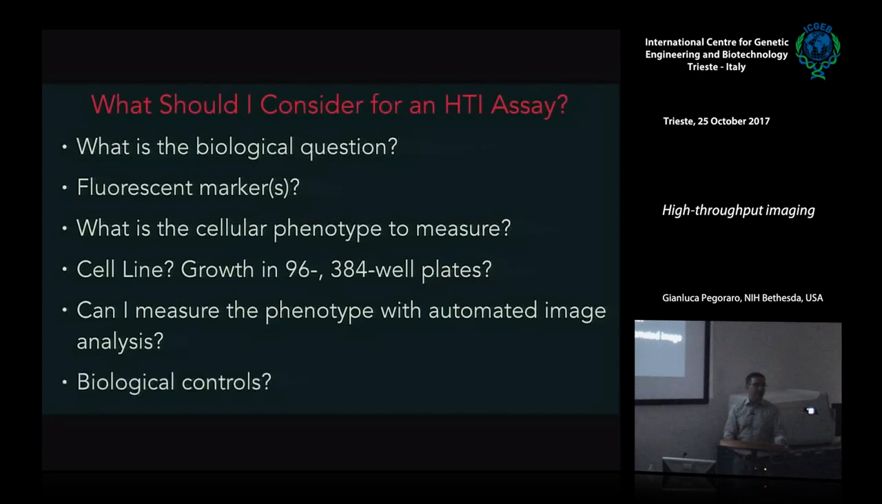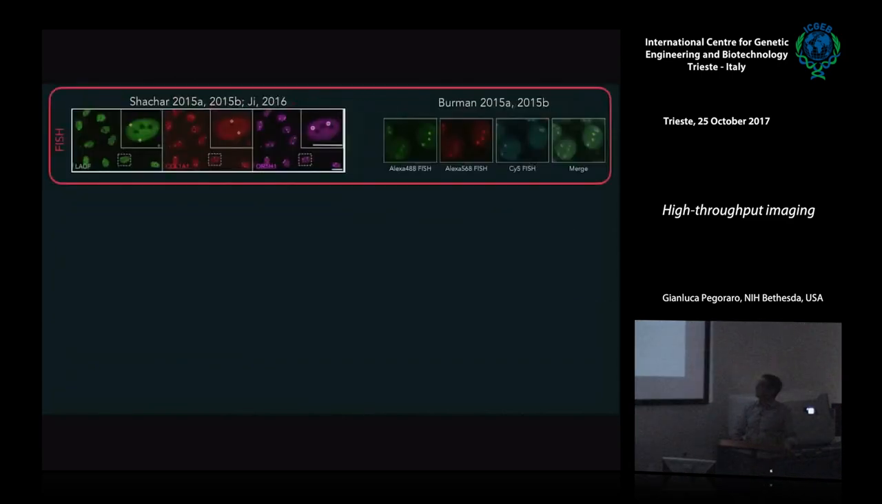And last, and it's actually the most important thing, is controls. Controls, controls, controls. Do I have technical controls for my assay? And extremely important, do I have biological controls for my assay? And these are very important, not just for the screening part, but also and especially for the assay development part.